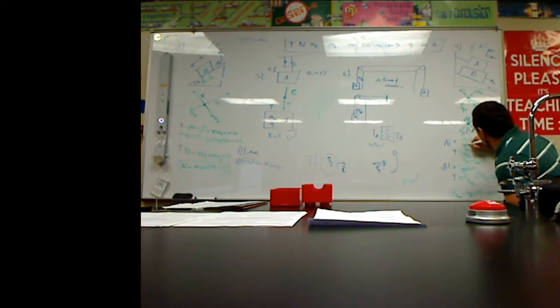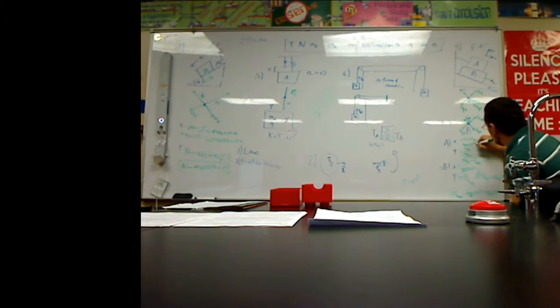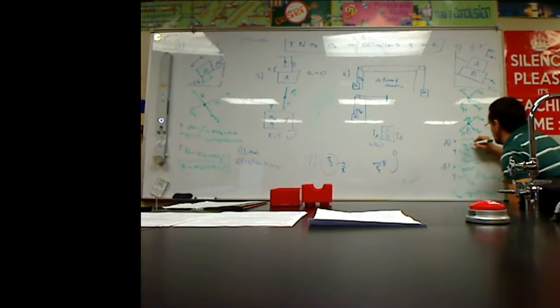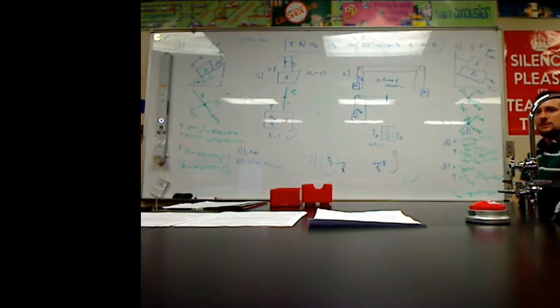Is the mg cosine in the x direction? No, it's the sine that is in the x direction. See, you make mistakes too. You have to remind yourself every time if it's sine or cosine.